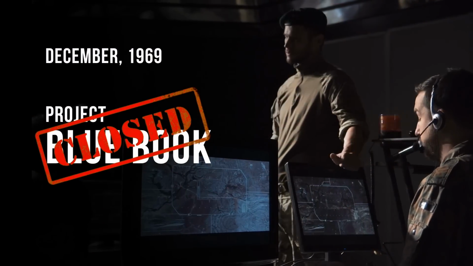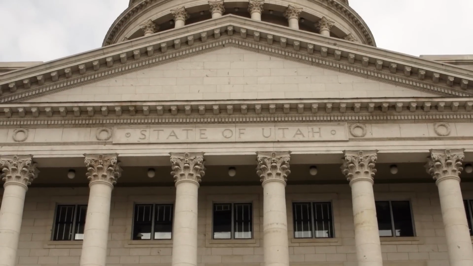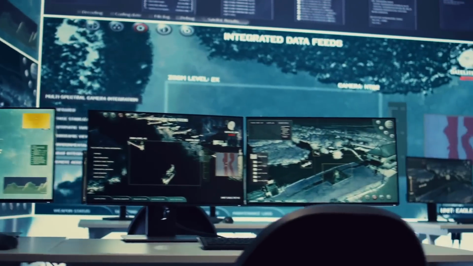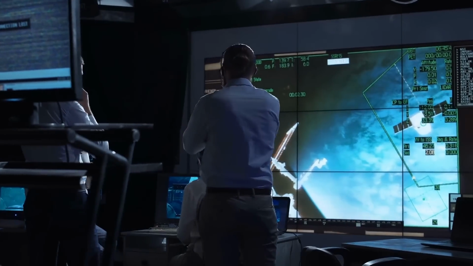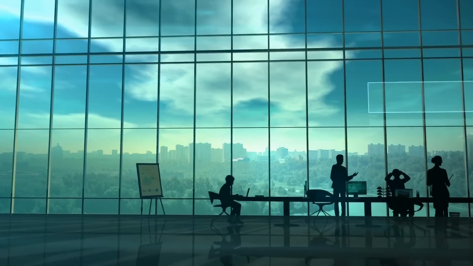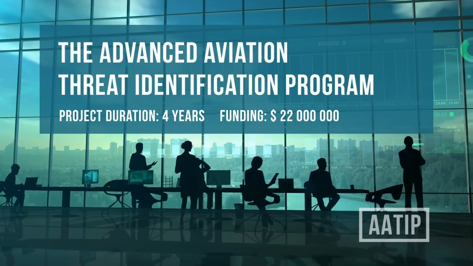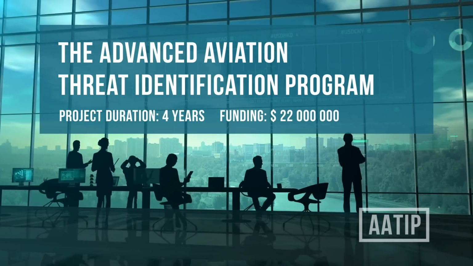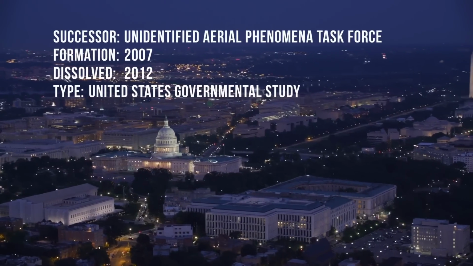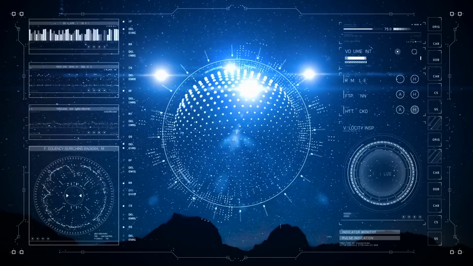Officially, Project Blue Book was closed in December 1969. But apparently, it didn't make American authorities lose interest in UFO sightings. Because in mid-December 2017, the world found out that they had secretly launched one more UFO research program in the late 2000s. According to certain documents, American authorities spent around $22 million over a 4-year span on a project called the Advanced Aviation Threat Identification Program, aka AATIP. This project was started in 2007, and its main goal was to study UFO phenomena.